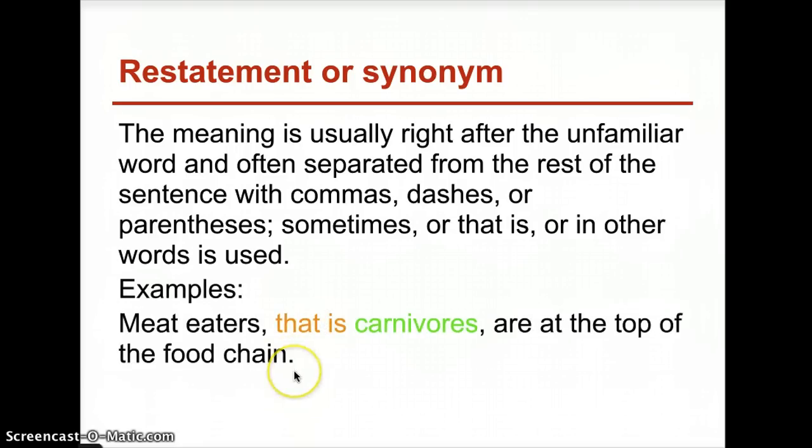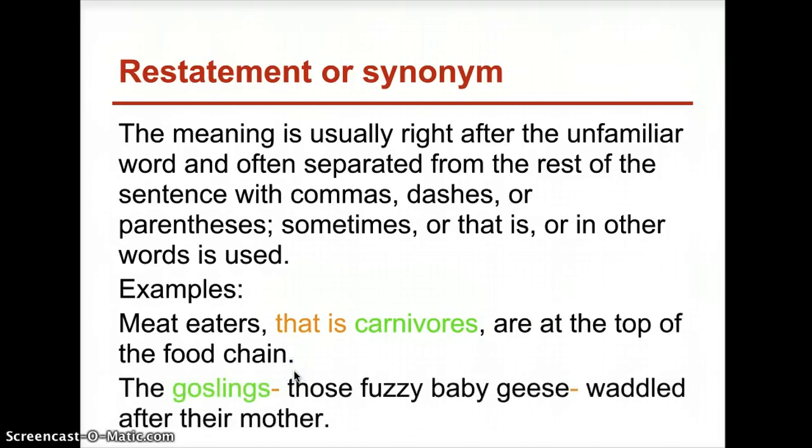Examples. Meat eaters, that is, carnivores, are at the top of the food chain. So here we've got meat eaters, and then the key words here are that is, carnivores, carnivores being the word we don't know, meat eaters being the actual definition. The goslings, those fuzzy baby geese, waddled after their mother. So goslings is the word we don't know, and the definition is those fuzzy baby geese.